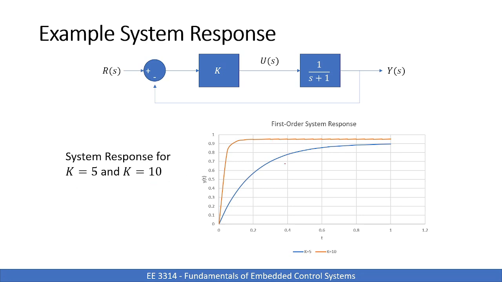So a couple of different plots here. We plotted the response with K equals 5 and with K equals 10. So the orange plot is for K equals 10. You can see it responds much faster and also reaches a little bit different final value, right? I didn't extend these out all the way, but realize that these are going to end up being different final values.